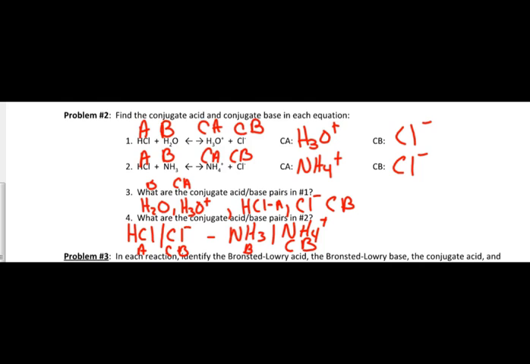And then what are the conjugate acid-base pairs in number two? Again, the acid is the HCl, the chloride ion is the conjugate base, and the NH3 is the base, and the NH4 plus is the conjugate acid. And that is a mistake, it should say conjugate.